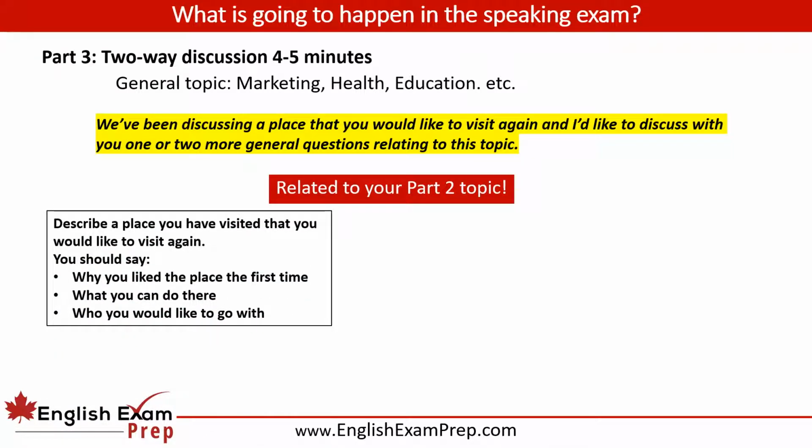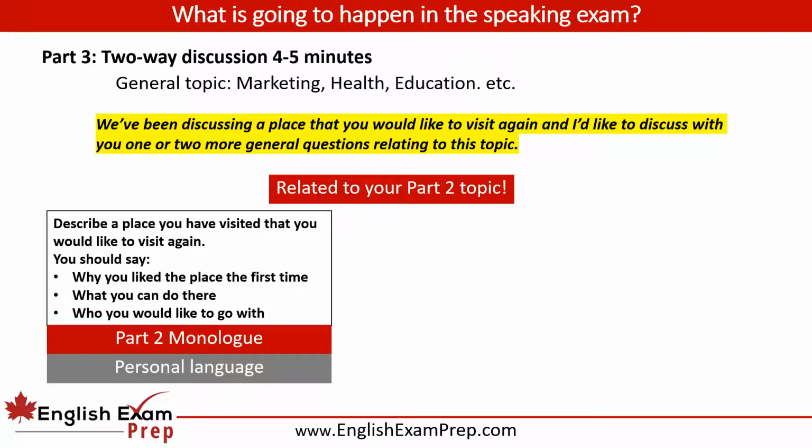So the topic that we saw in our part 2 example was here. So it was describe a place that you visited that you'd like to visit again. And that was your part 2 monologue. So a monologue means a person speaking alone, like a speech almost. And that's exactly what you did in part 2. And the language that you used in there is mostly personal. Now, when I say personal, I mean things that affected you. So you're telling a story, basically, relating to what you did on that holiday.